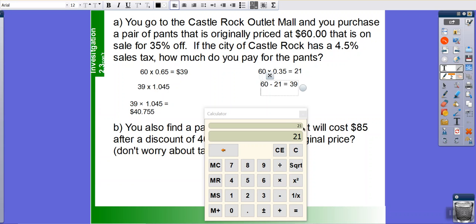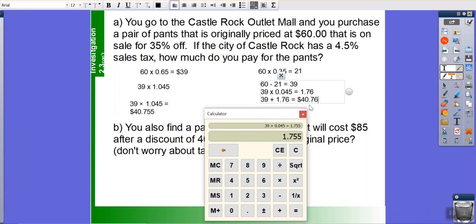So then, if I want to figure out how much I have to pay in tax, I could do my 39 times my 0.045, and I get $1.76. So 39 times 0.045, and that equaled 1.76. So then I would have to add 39 plus 1.76, and again I get the same answer of $40.76.